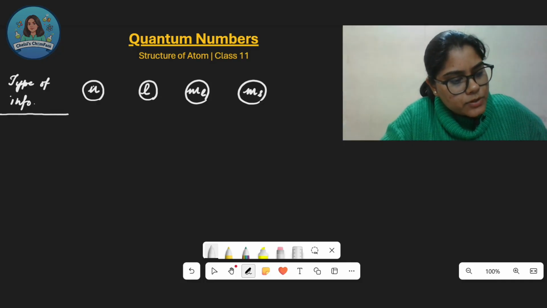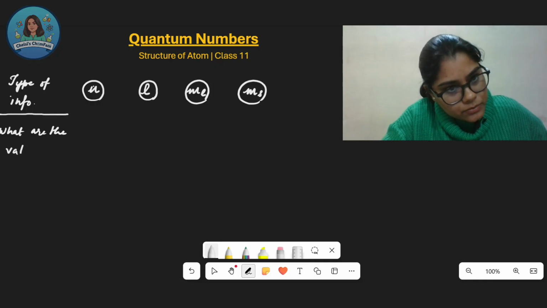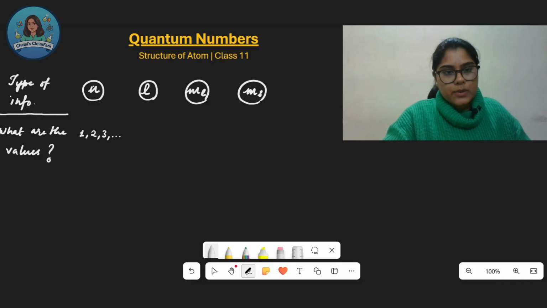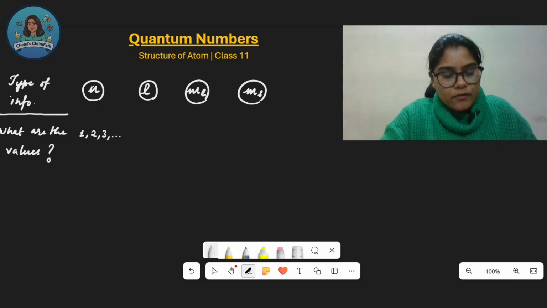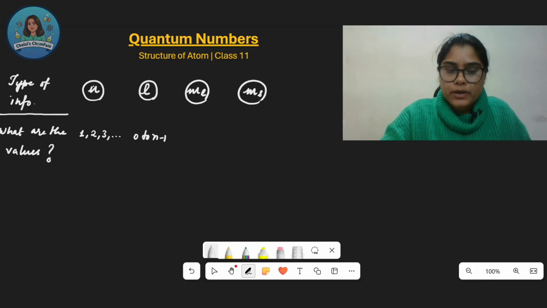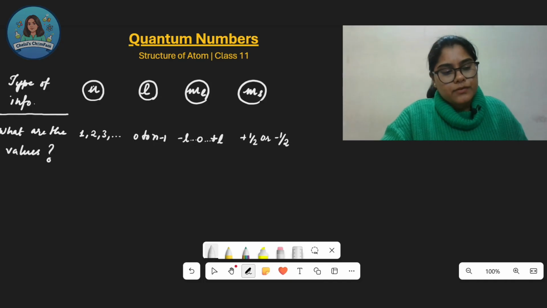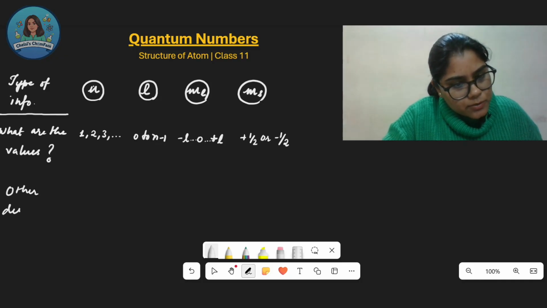Under this, first we will discuss what values these quantum numbers can take. The principal quantum number can be 1, 2, 3, and so on, any integer value. Then corresponding to each n value, l can have values from 0 to n minus 1. So if n is equal to 2, it will be 0, 1. Then corresponding to each l value, ml can have values from minus l, including 0, up to plus l. So if l is 2, ml could be minus 2, minus 1, 0, 1, 2. Then what about ms? Only two possible values, either plus half or minus half. Then let's see what other designations are possible.